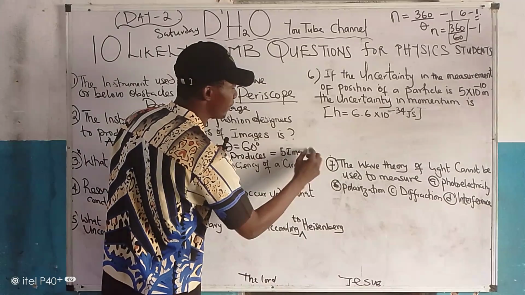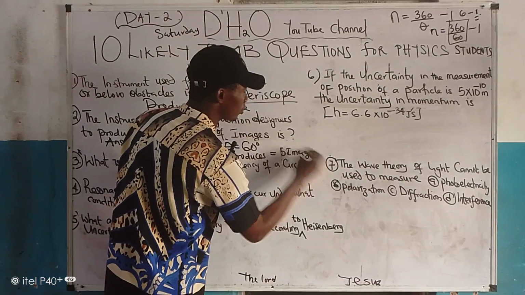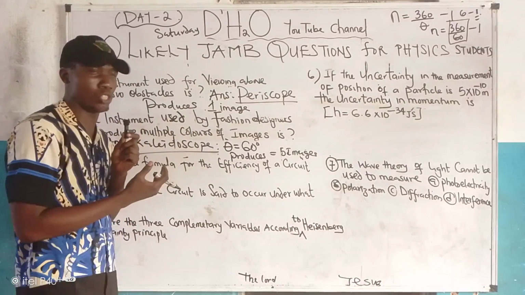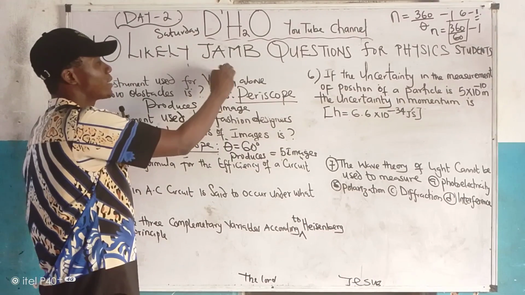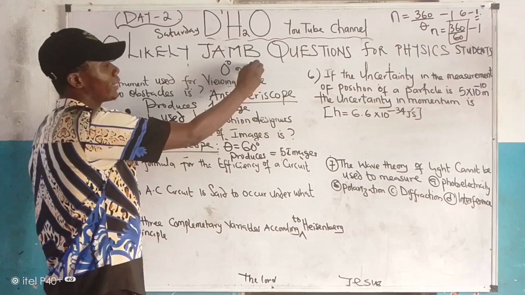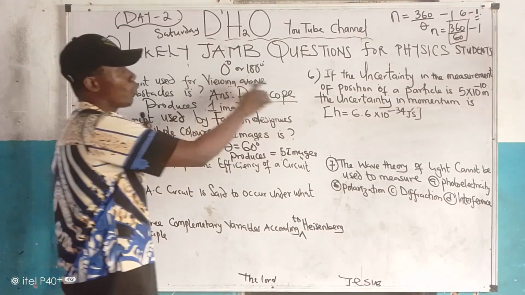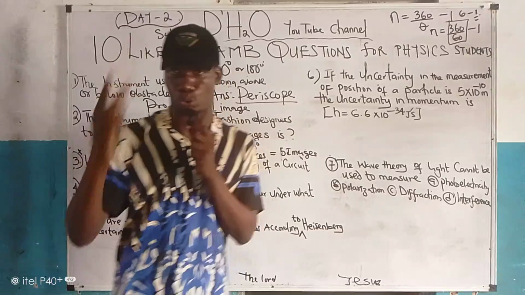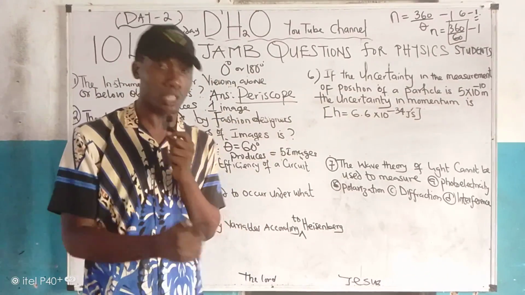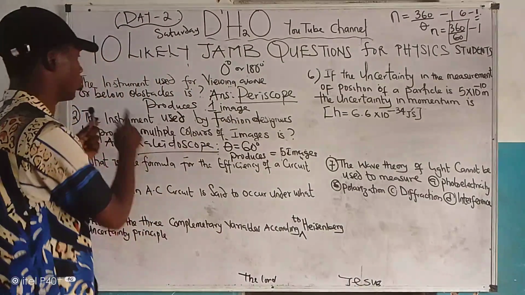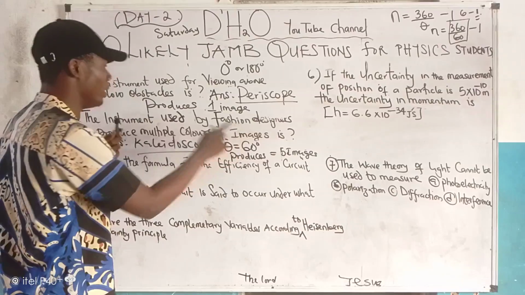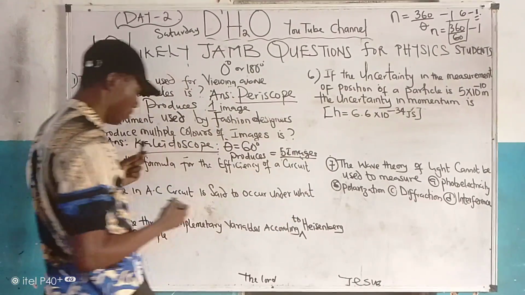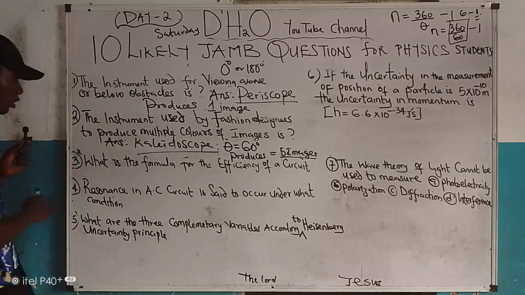While your periscope produces 1 image. The angle between the mirrors in your periscope is either 0 degree or 180 degrees. If you put 180 here, you have 360 over 180 to give you 2. 2 minus 1 will give you 1. So a periscope produces 1 image, while kaleidoscope produces 5 images. Wow.